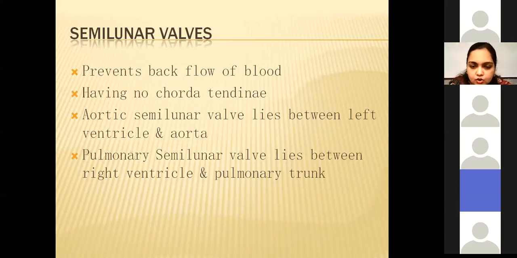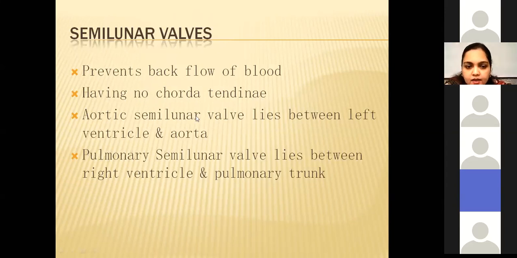Now, what is this chorda tendineae? This chorda tendineae is simply a structure that anchors or supports the cusp of the AV valves. And you know about the AV valves, atrioventricular valves that are present between the atrium and the ventricles. Now come to the semilunar valves. Semilunar valves prevent backflow of blood. The difference between the atrioventricular and the semilunar valves is that semilunar valves have no chorda tendineae.